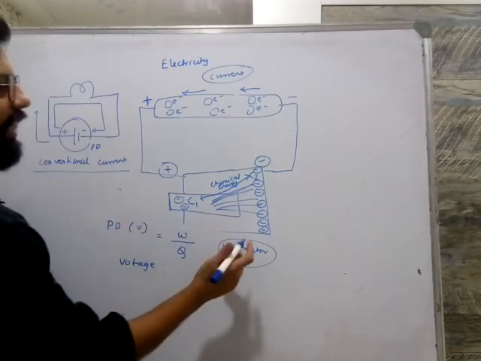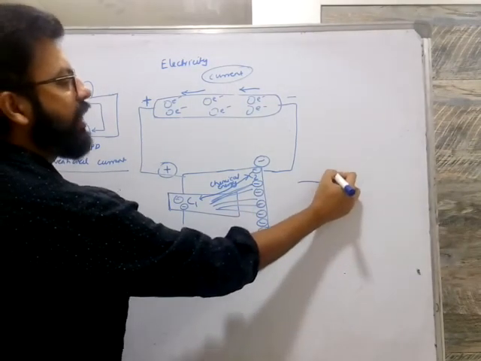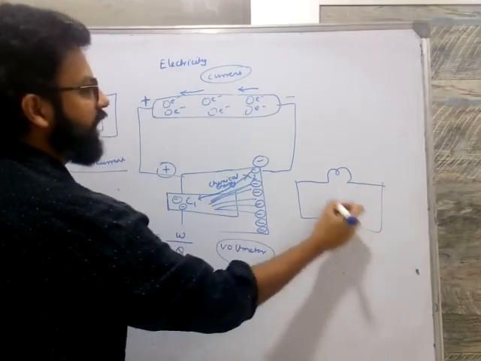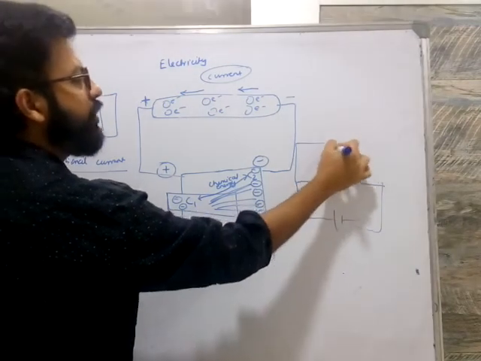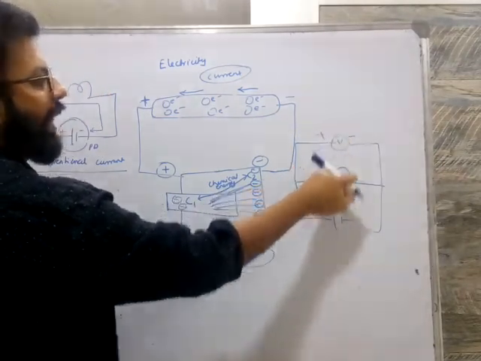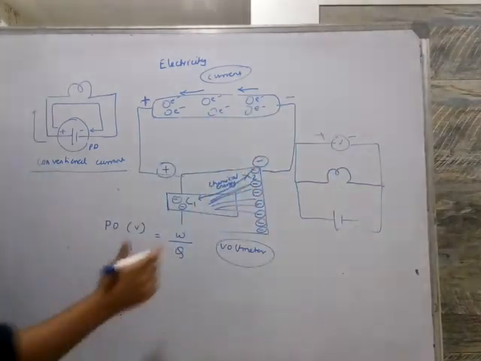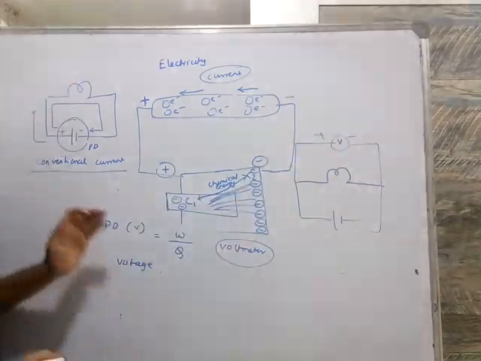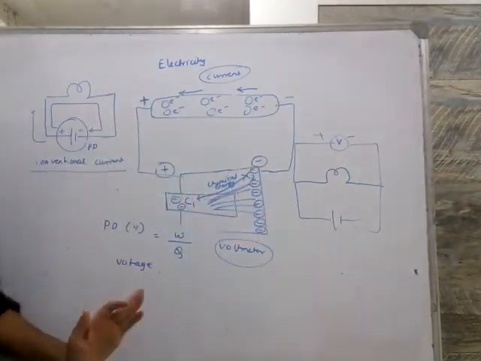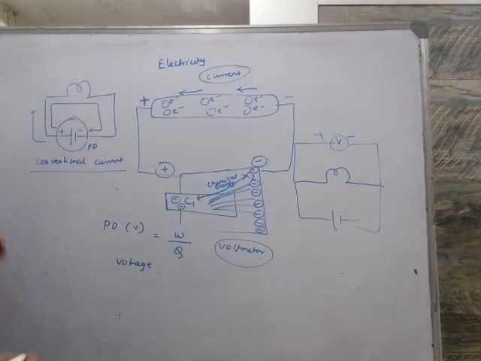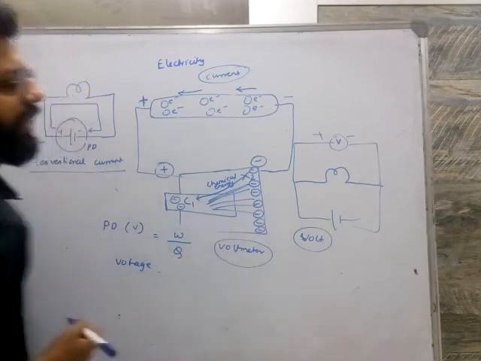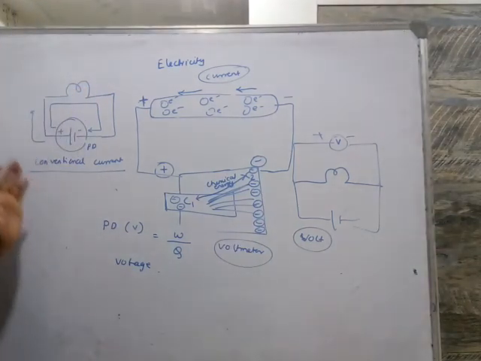The voltmeter is always connected in parallel in the circuit. If this is my bulb, and we have to measure the potential difference across the bulb, I'll connect the voltmeter in parallel to the bulb. Wherever you want to check the potential difference, you always have to connect the voltmeter in parallel. This is the voltmeter, and the SI unit of voltage is volt. Volt is the SI unit of potential difference.